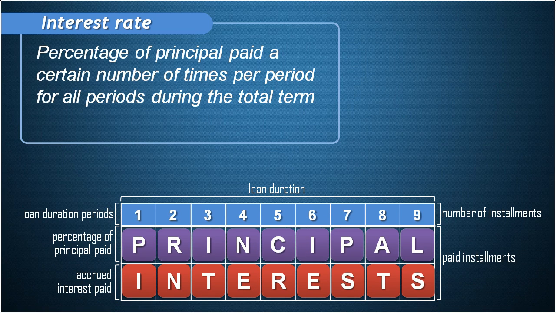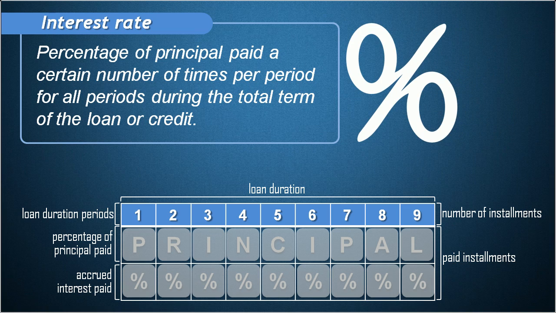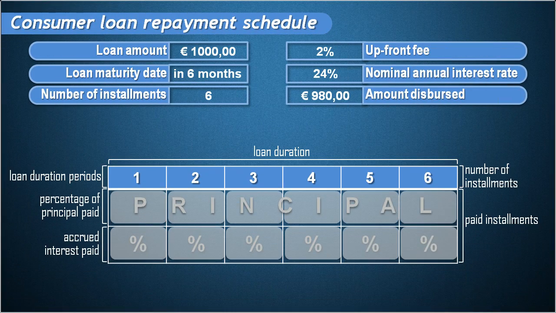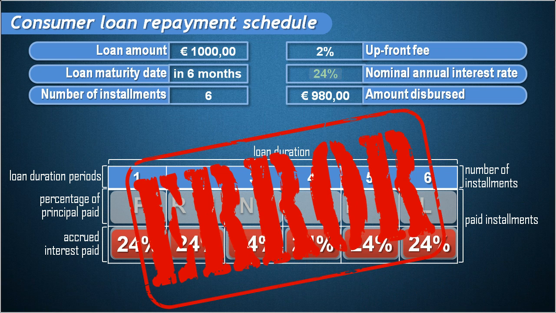Interest rate is a percentage of principal paid a certain number of times per period for all periods during the total term of the loan or credit. Interest rates are normally expressed as a percentage of the principal for a period of 1 year. Sometimes they are expressed for different periods such as a month or a day. For example, your annual interest rate on the credit card is 24%. However, it does not mean you will pay 24% of your loan monthly.